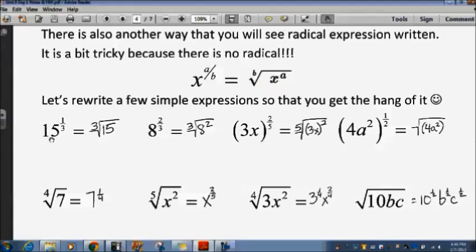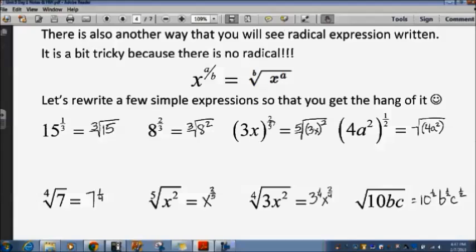Now, 15 to the 1/3, the denominator of 3 will become our index. So 15 to the 1/3 will be the cube root of 15 to the 1, or just 15. So 15 to the 1/3 equals the cube root of 15, switching the denominator over to our index. Let's look here. 8 to the 2/3, taking that denominator, making it our index. 8 to the 2/3 becomes the cube root of 8 squared. Again, our denominator becomes our index. That's all we're doing.